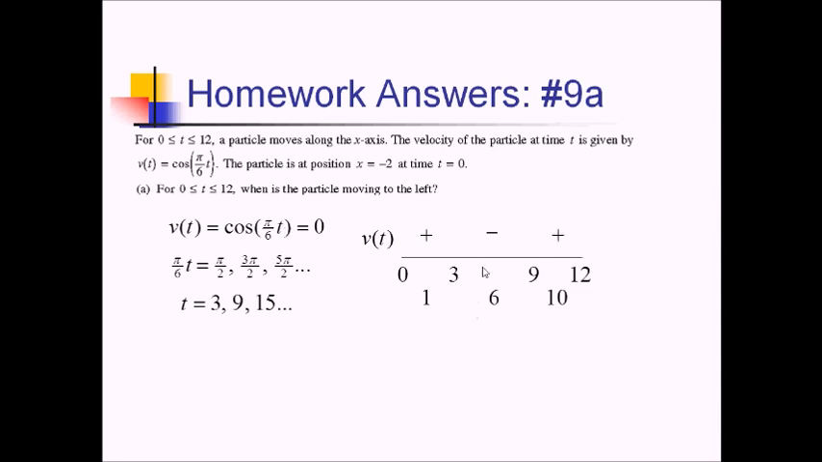All right, so looking at this, if I want to know when the particle is moving left, I need to see where velocity is negative, because on the x-axis, left is negative, right is positive. So I noticed that my velocity is negative on the interval from 3 to 9. Therefore, my particle is moving left on the interval from 3 to 9.